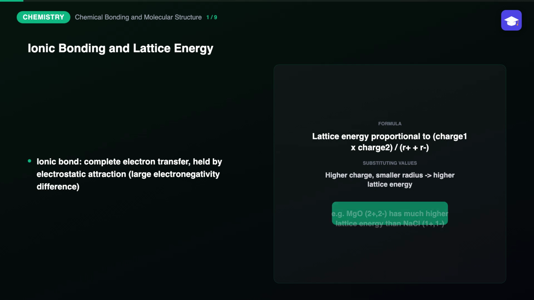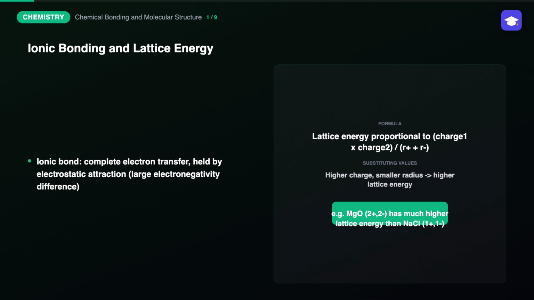Let's begin. Ionic bonding forms through the complete, essentially total transfer of one or more electrons from a metal atom to a non-metal atom, producing oppositely charged ions that are then held together purely by strong electrostatic attraction, and this specific bond type is favored when the difference in electronegativity between the two combining atoms is genuinely large.